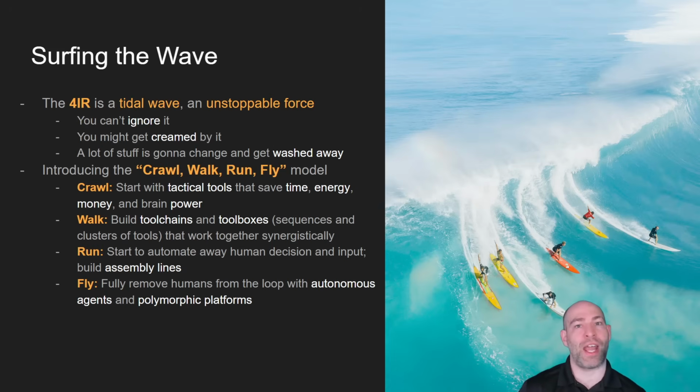And so this harkens back to the second industrial revolution with Henry Ford and the assembly line and the mass production of the Model T. So instead, now we're aiming for mass production of intellectual labor, mass production of data goods and services. And then finally, the fly model is where you fully remove humans from the picture altogether with autonomous agents and polymorphic platforms. And so this is the direction that it's going.